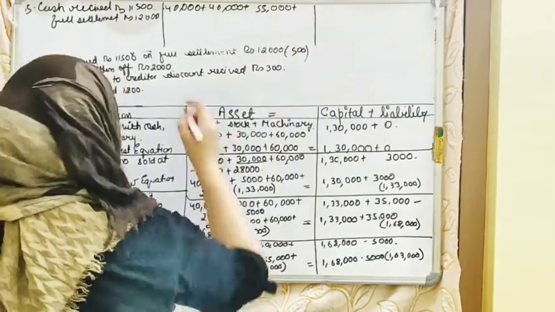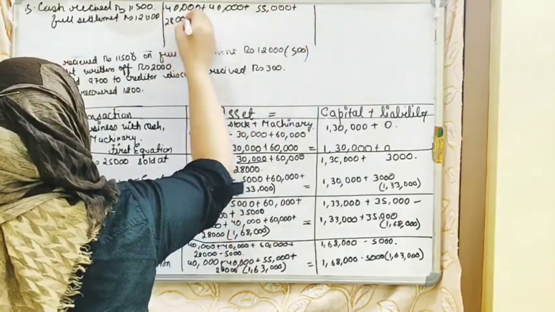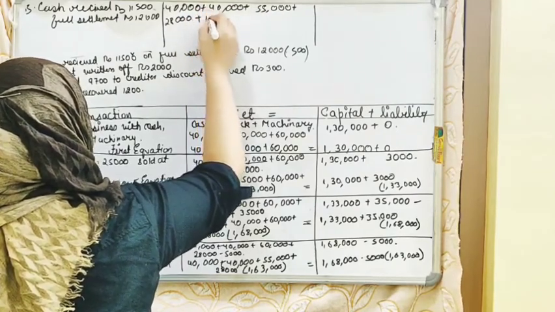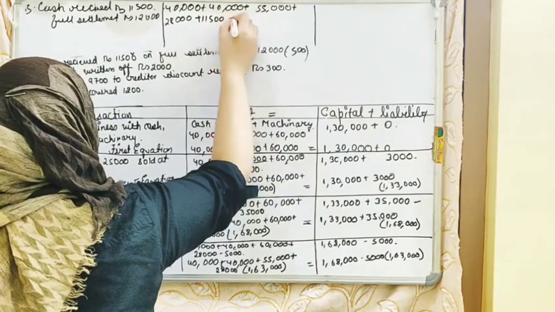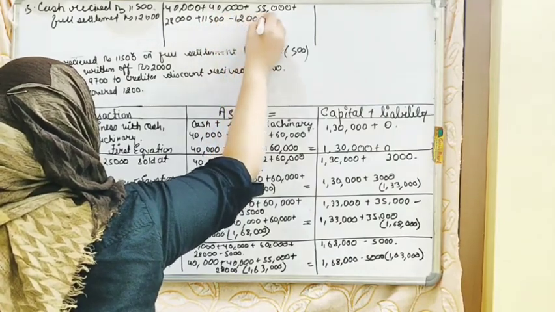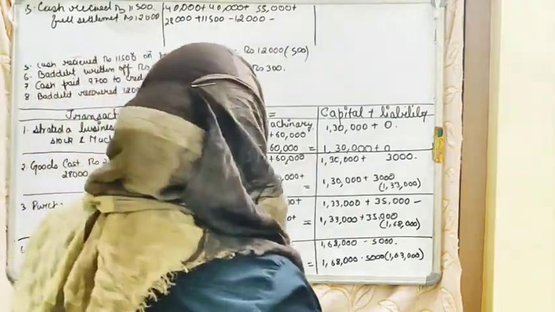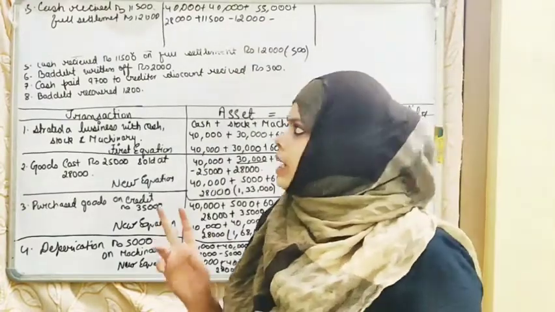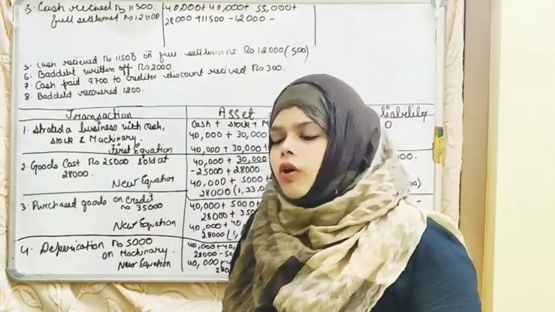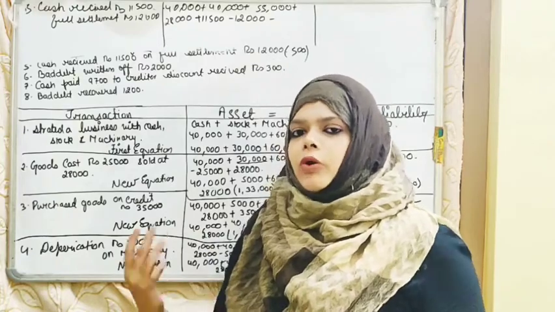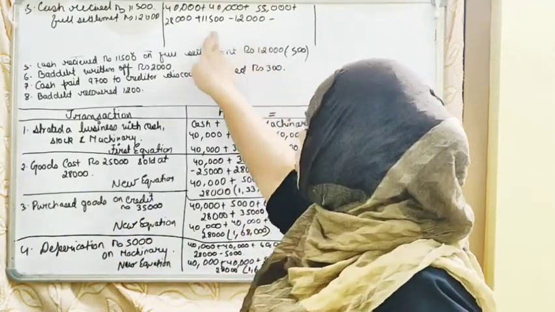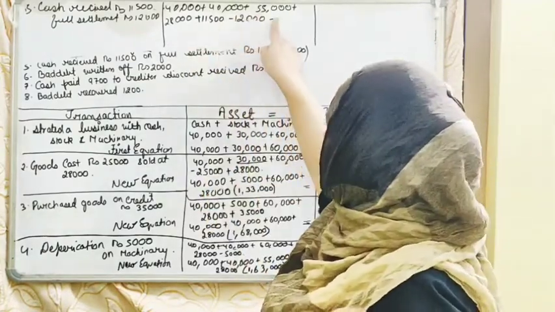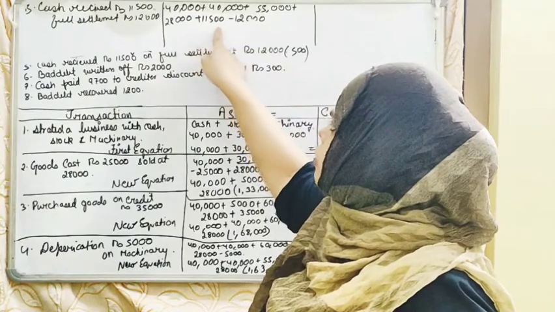plus 28,000 plus 11,500 minus 12,000. This will be the equation. Why did I add 11,500? Why did I subtract 12,000? Because we are getting cash received, meaning we had already given an amount of rupees 12,000 to somebody, but we got 11,500. So if we are getting it from a debtor, we have to subtract that amount, and we are receiving money, so we added 11,500.